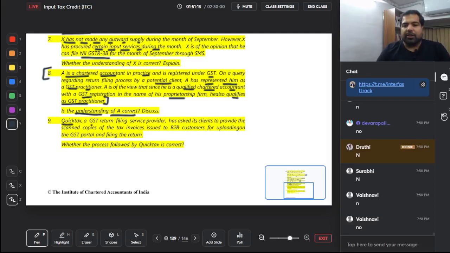Quick Tax, a GST return filing service provider, has asked its clients to provide the scanned copies of the tax invoices issued to B2B customers for uploading on the GST portal. Guys, they don't want scanned copies, they just want the details. Quick Tax, you are not right. We don't need scanned copies.